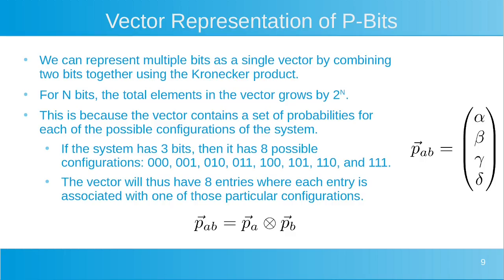And then if we expand out the p-bit vector AB, you can see that alpha is the probability of the system being in configuration 0, 0. Beta is the probability of the system being in configuration 0, 1. Gamma is the probability of the system being in configuration 1, 0. And delta is the probability of the system being in configuration 1, 1.